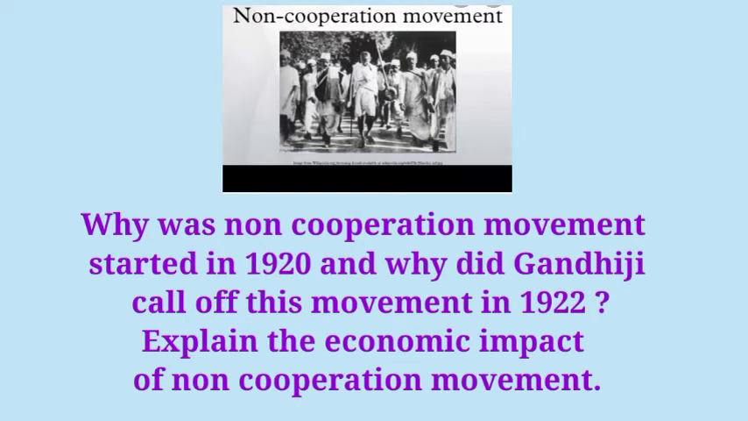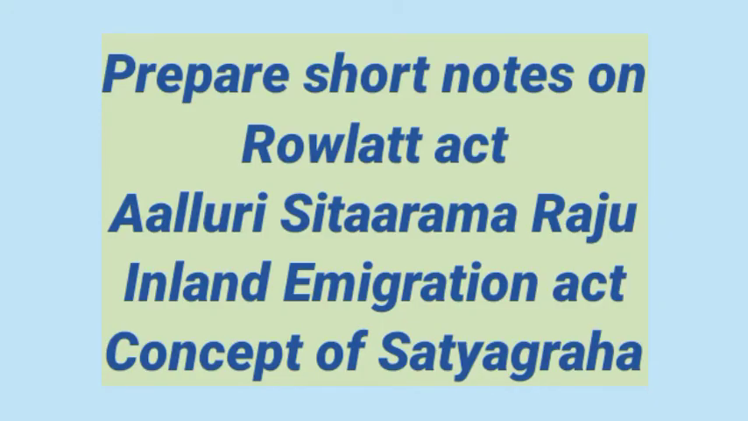Now let's talk about nationalism in India. In this you have to prepare why was non-cooperation movement started in 1920 and why did Gandhiji call off this movement in 1922, and explain the economic impacts of non-cooperation movement. You can be asked about Rowlatt Act, Alluri Sitaram Raju, or impact of First World War on India, Inland Immigration Act, and Swaraj for the plantation workers in Assam also.